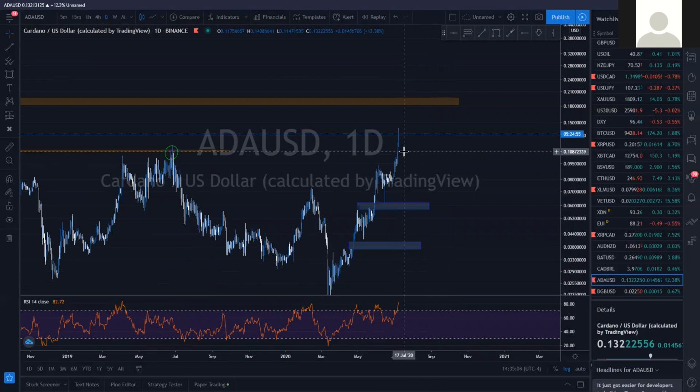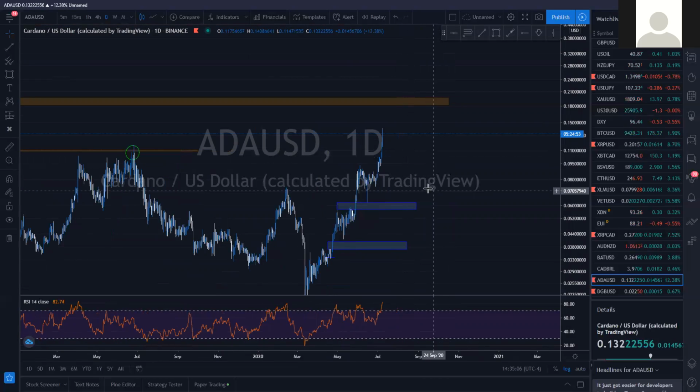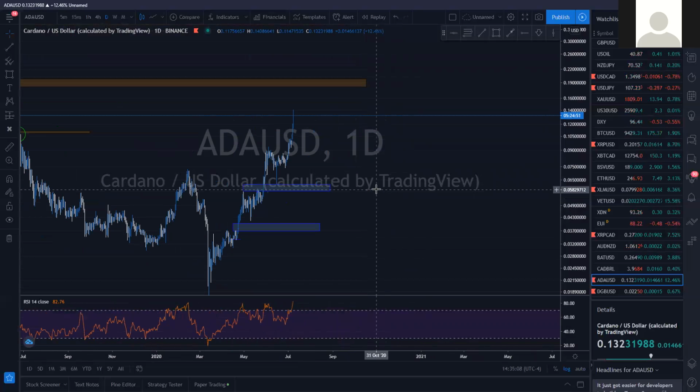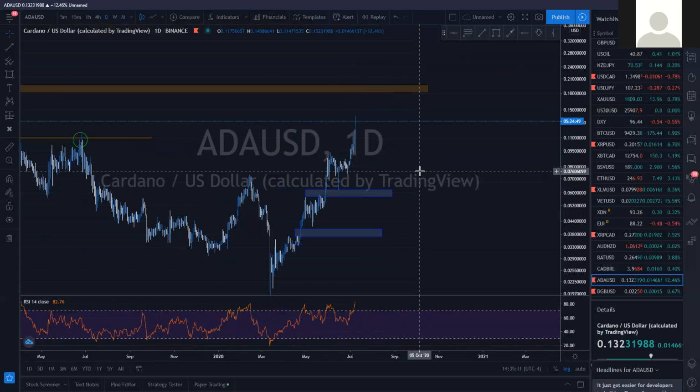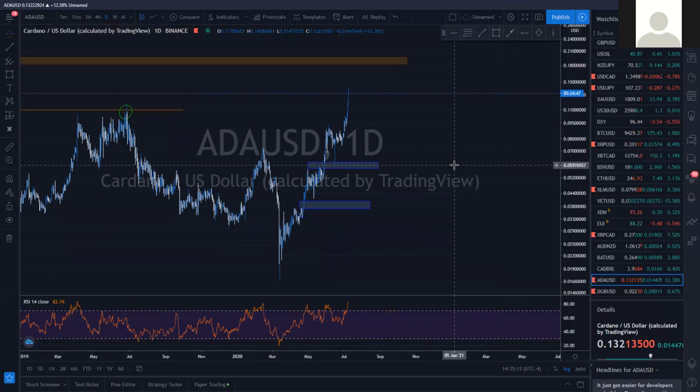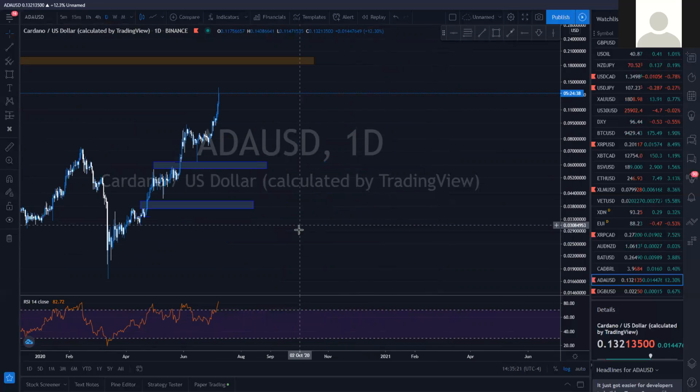A lot of people might look at this and say, "Oh man, we're missing the move." No, you're not missing the move. There's no missed move in trading and in investment. There are opportunities, and if we're patient and wait for the opportunities to come to us, then we will do well. So this is what I want to put on the ADA.